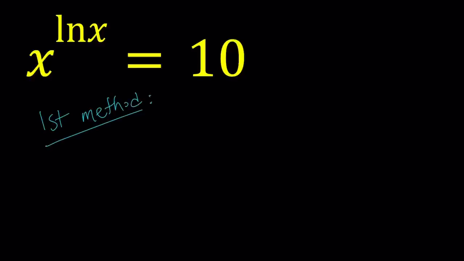For my first method, I'm going to log both sides. I could also ln both sides because we have a ln x in the exponent. But since we have a 10 on the right-hand side, I wanted to start off with logging both sides. Log, by the way, is base 10. I don't write it, but it's base 10. Okay, so log 10 would be log 10 with base 10, which is equal to 1.